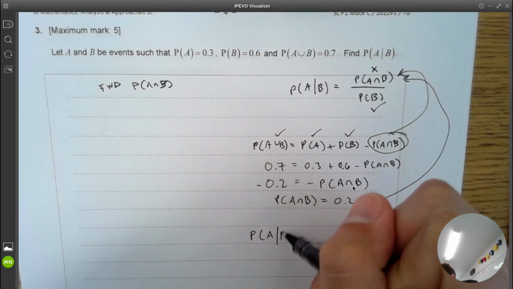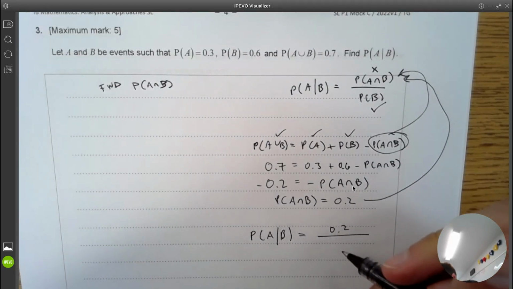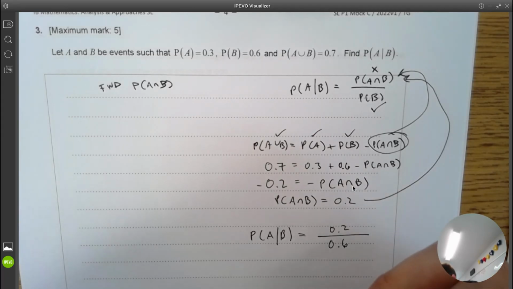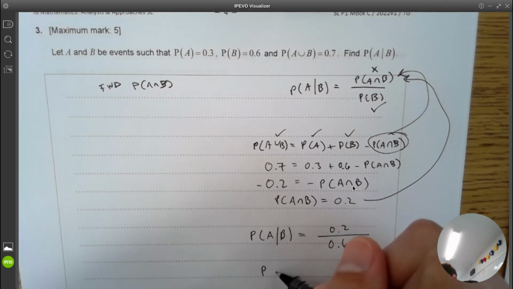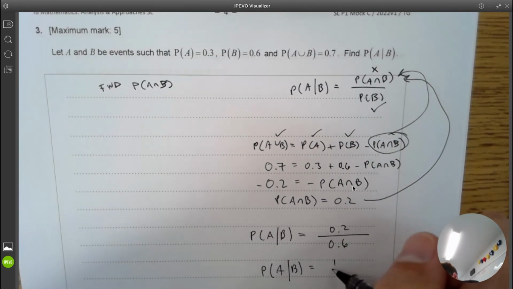Probability of A conditional B is 0.2 divided by 0.6. That's going to be just like 2 divided by 6. It's going to be 1/3. The probability of A and B is equal to 1/3, right?